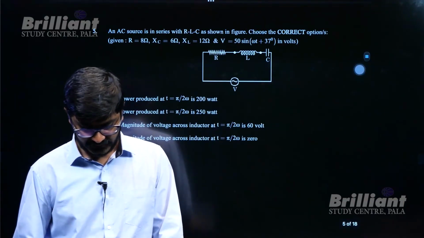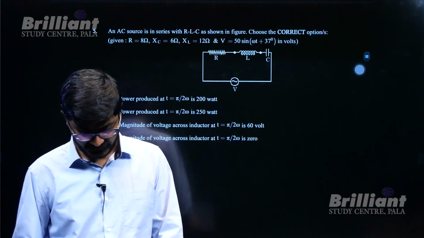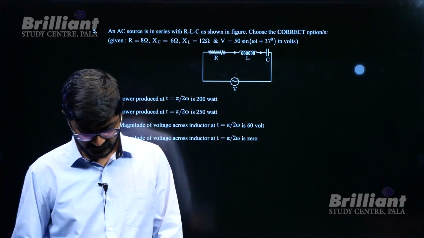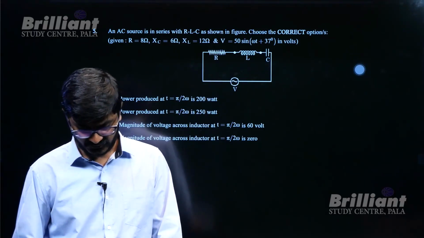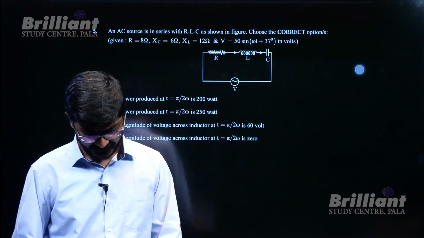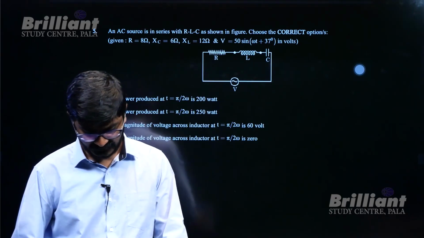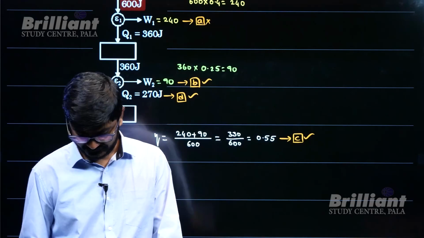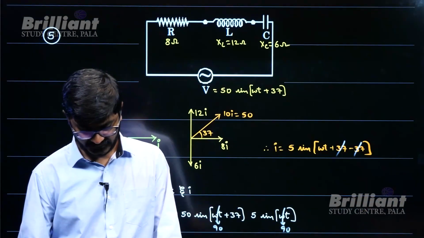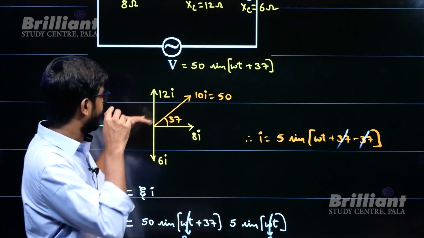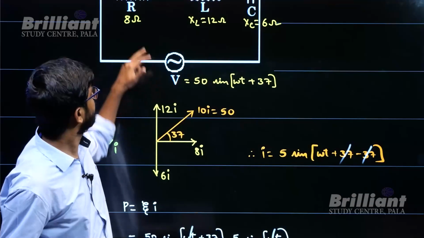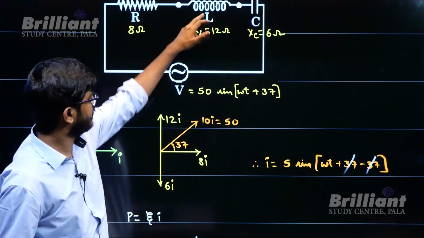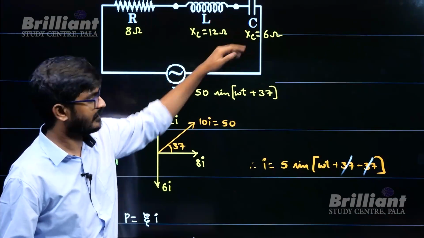An AC source is in series with R, L, C. Choose the correct options. Okay, so we need to draw the phasor diagram. They asked for the instantaneous power at a particular time, and the instantaneous voltage of the inductor. So first thing, we will draw the phasor. If I take current as reference, the voltage in the resistor will be in phase, the voltage in the inductor will be leading, and the voltage in the capacitor will be lagging.